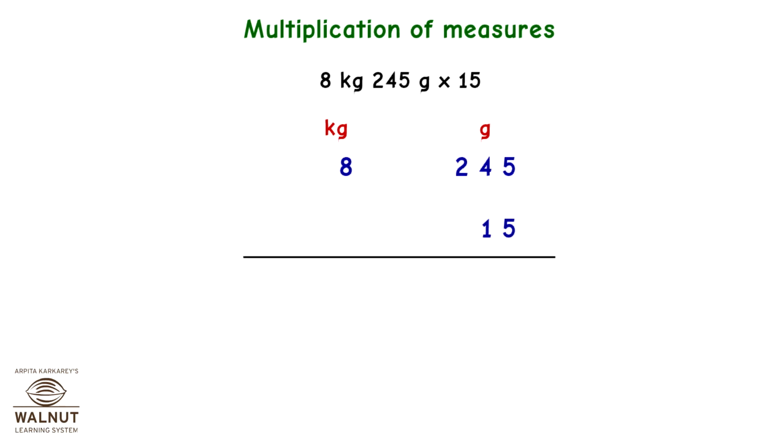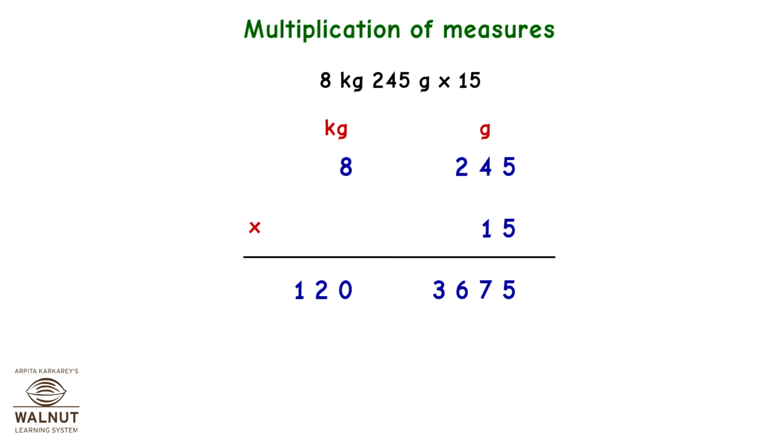Multiplication of measures. 8 kg and 245 grams into 15. We write the units. Below that we write the measures. Then we get ready to multiply. Once we write the answer, look at the unit under grams. We can see that we have to adjust it.